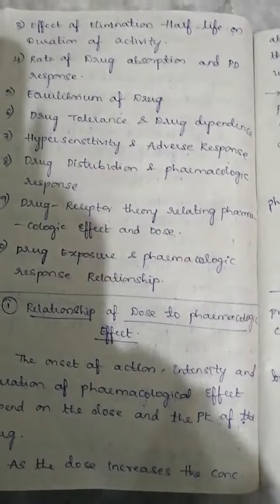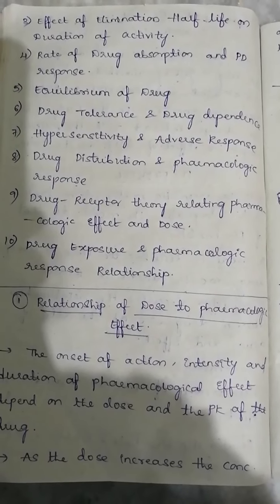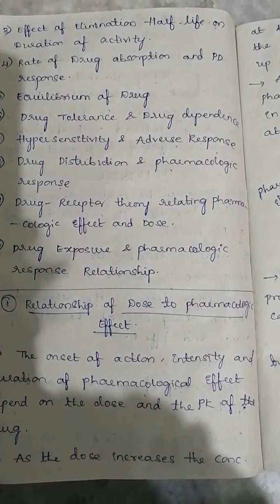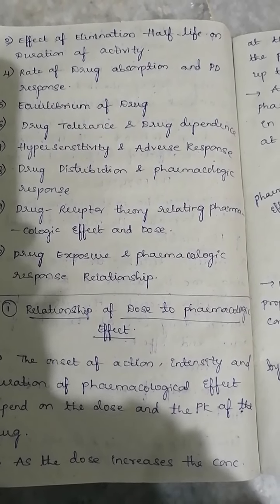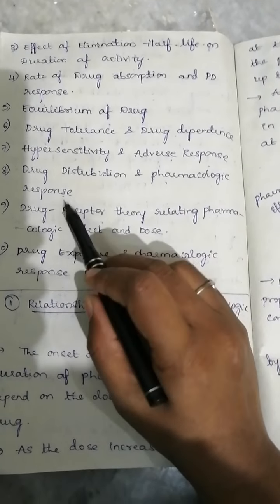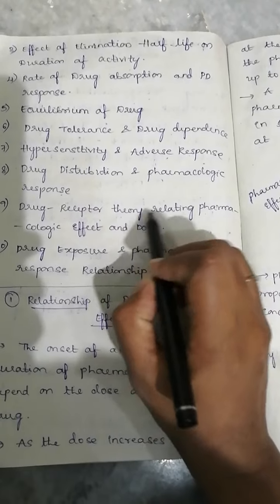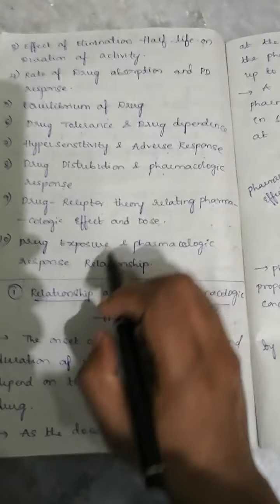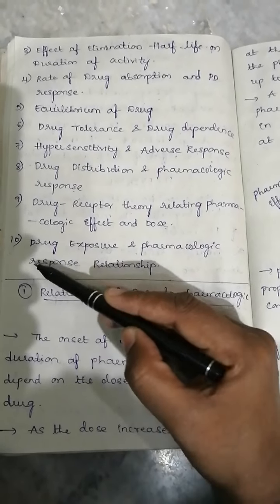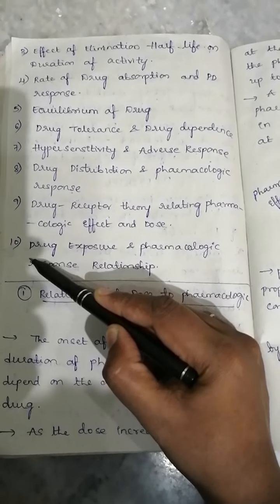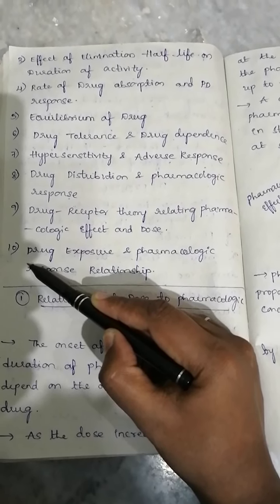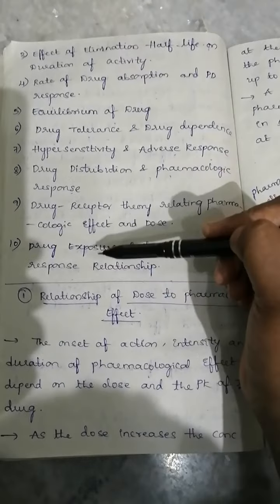And the third one is the effect of elimination half-life on duration of activity. The fourth one is rate of drug absorption and PD response. And the fifth one is equilibrium of drug, then drug tolerance and drug dependence, hypersensitivity and adverse response, drug distribution and pharmacological response, drug receptor theory relating pharmacological effect and dose, and drug exposure and pharmacologic response relationship. So totally these 10 parameters will tell you how the correlation will be there between the drug therapy and your PK and PD parameters. Okay, so you have to study about this individually.